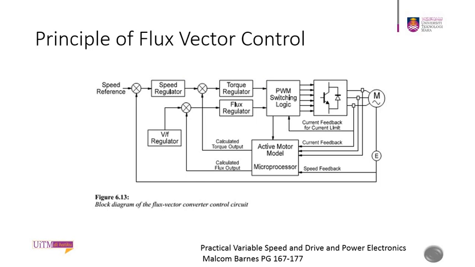This is an example of a practical variable speed block diagram of a flux vector control. The microprocessors will capture all the current feedback and the speed feedback, and based on the speed reference, the speed regulator and the flux regulator send the signal to the PWM switching logic in order to operate the power electronic controller, the converter, that will feed the voltage and current to the induction machine.